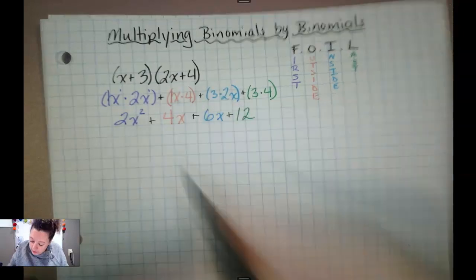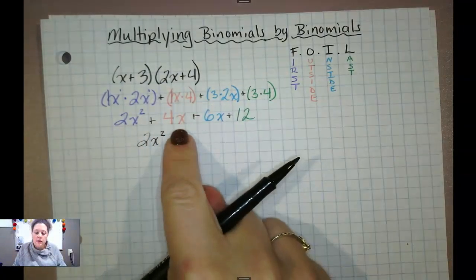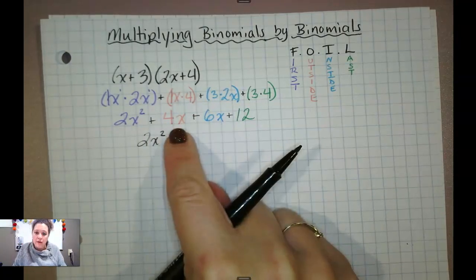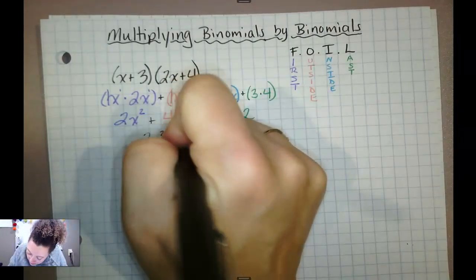So it's just going to be left alone, so 2x squared. And then we have 4x. Do we have any other terms that just have x? We do right here. So I'm going to add 4x and 6x together. So 4 and 6 is 10. And then remember, it is 10x.